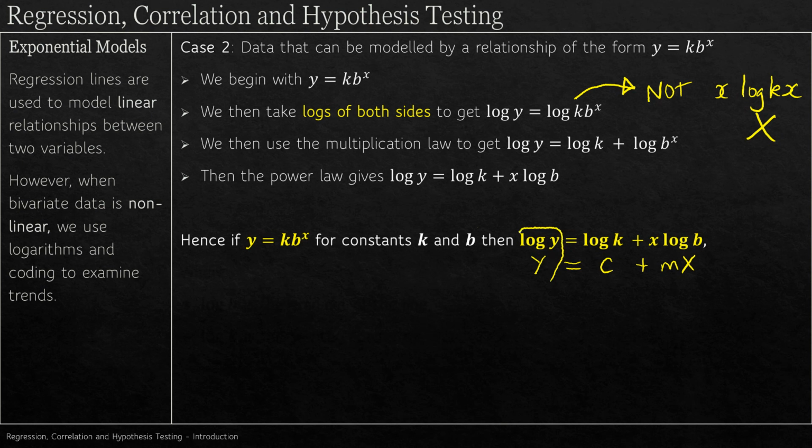Instead of log y, we have capital Y. And this time it's a more straightforward swap. Instead of small x, we've got capital X. So this does fit the equation of a straight line. And by comparing, we can see that the gradient must be log b. So m, which is the gradient, is log b. And the y-intercept is log k.